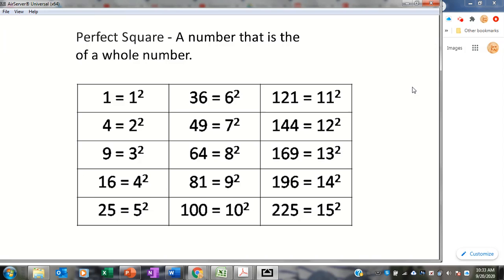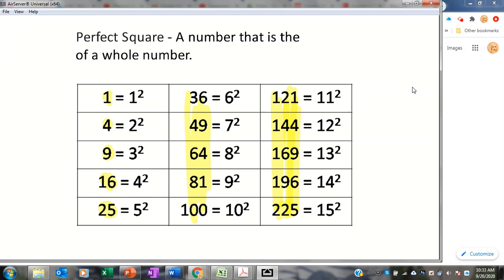A perfect square number is a number that is generated by multiplying a number times itself. So for instance, when you take 1 times 1, you get 1. When you do 2 times 2, you get 4. 3 times 3 is 9. 4 times 4 is 16. 5 times 5 is 25, and so on. So you can see the perfect square numbers there and then also there. So all the way up to 15 times 15, which is 225.